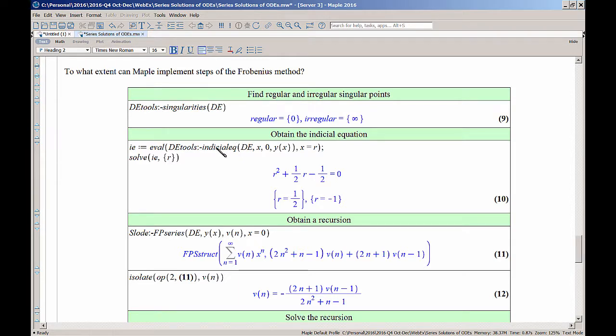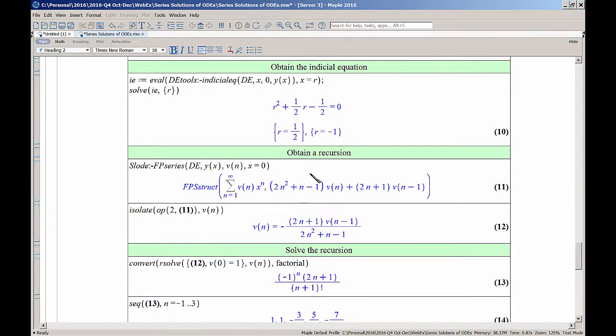And we can make use of the DE tools command indicial equation. There's the differential equation, the independent variable, point of expansion, the dependent variable. You get back the indicial equation, but it's given in terms of this variable x, and I would like x to be replaced with an r, and so that's what this eval is doing, replacing the x with an r, so it looks familiar. And then I solve that indicial equation for r, and I get the two solutions, a half and minus 1.